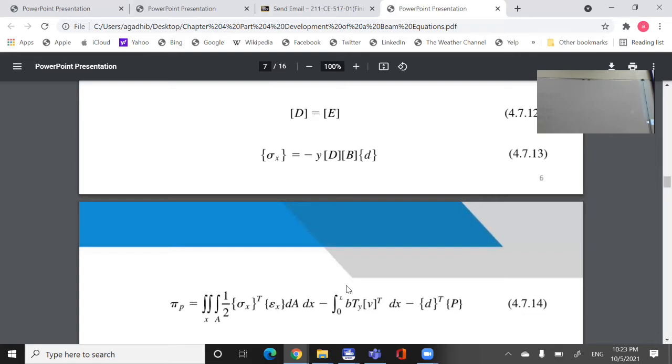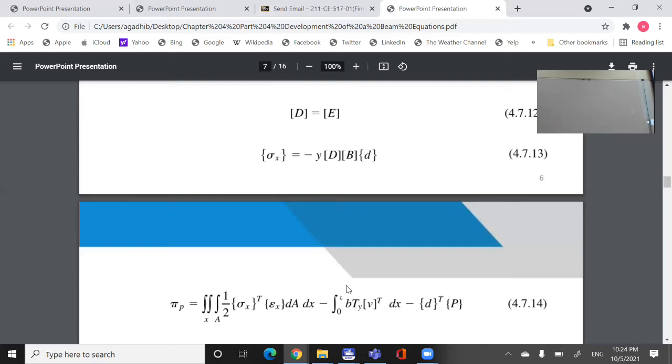Now, can you multiply this with that and substitute here? So what should I write here? Minus y, d transpose b, d. Now, this is all stress transpose, times the strain. Okay, what's the strain? Minus y B matrix d. All of this times dA dx.